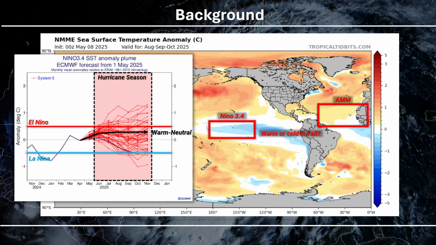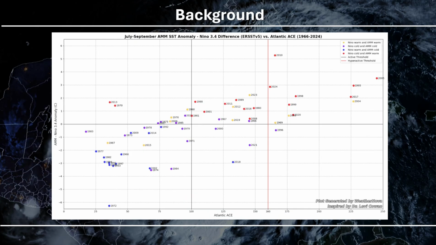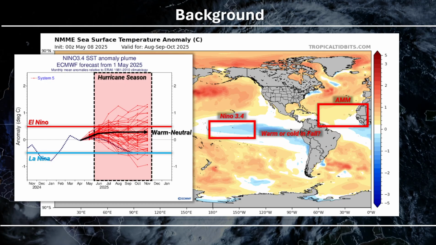So the difference between those two regions is on the y-axis of this graph. And on the x-axis, we're comparing that to Atlantic ACE, which is basically a measure of hurricane season activity. So the further right it is on the map, the more active the hurricane season. And this is also color-coded to tell you the state of both of these areas across those two boxes.